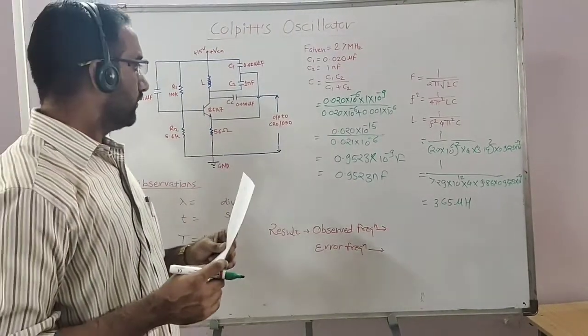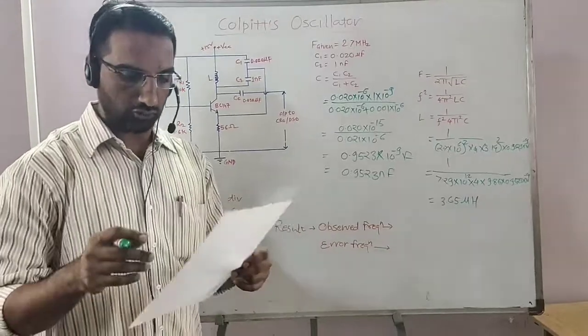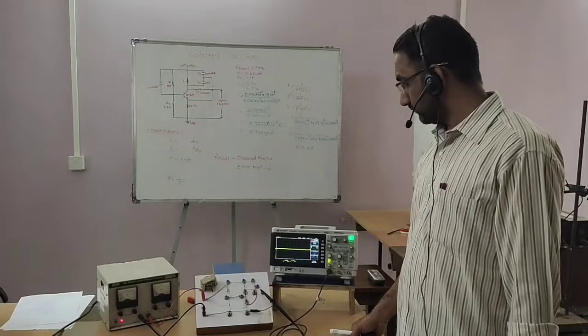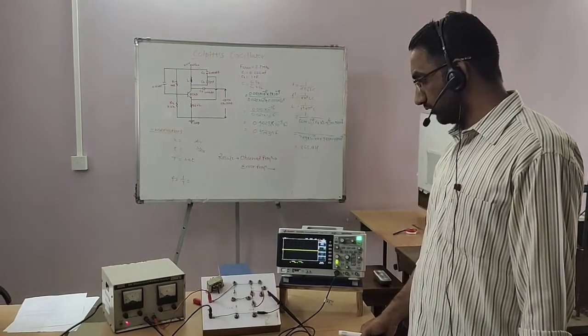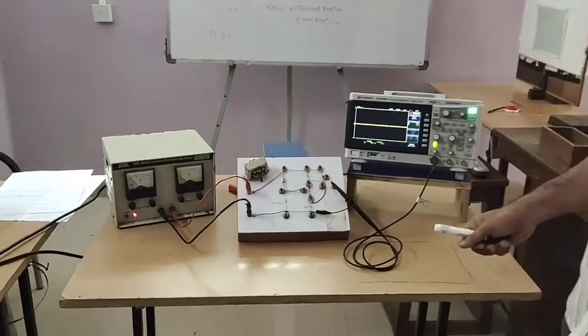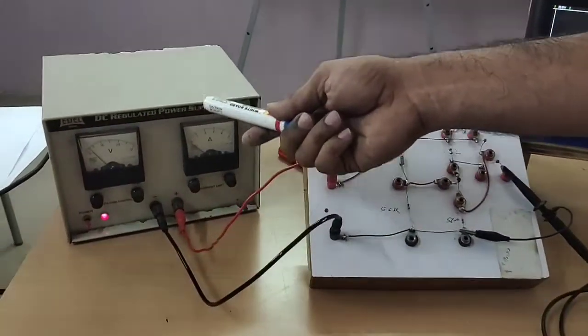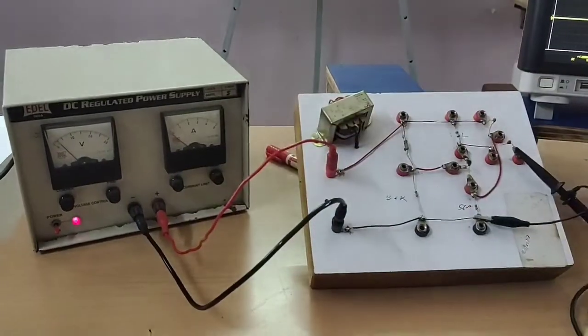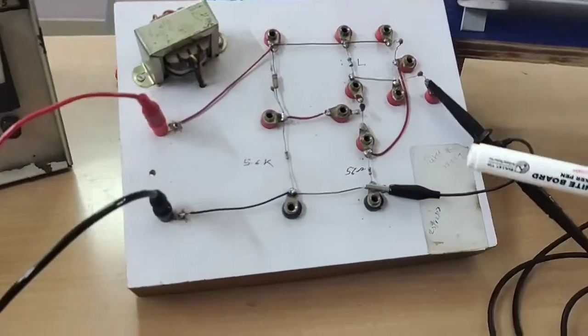So this value is the value of inductor for which the circuit is designed. Okay, now move towards the actual circuit. Now we are going to perform the actual experiment of Colpitts oscillator. So in this circuit, one regulated DC power supply is used whose voltage range is between 0 to 30 volt. Then this is a Colpitts oscillator circuit.